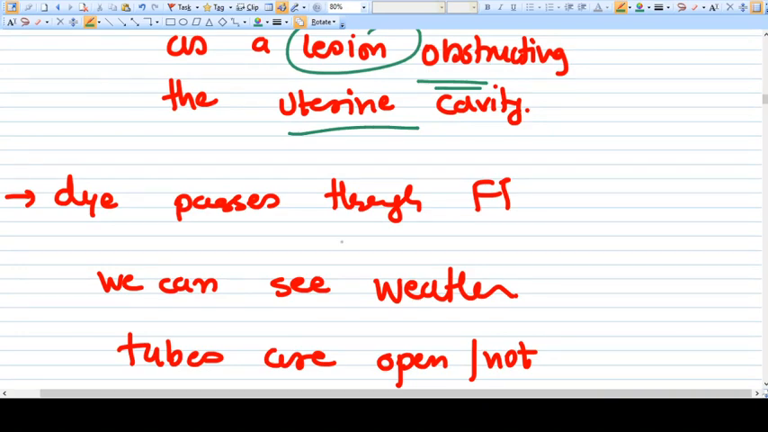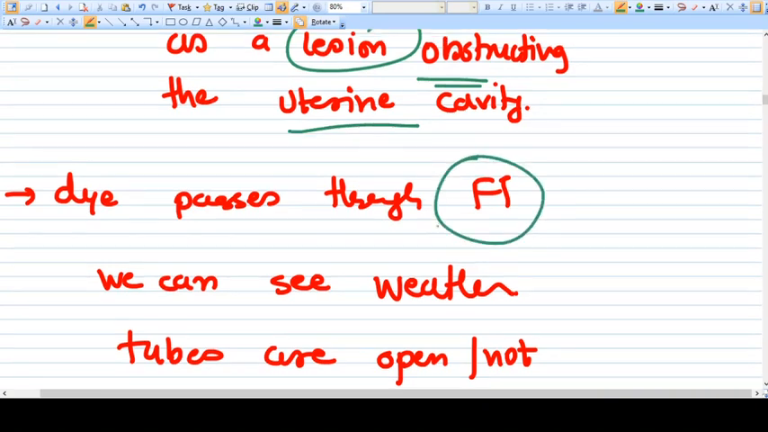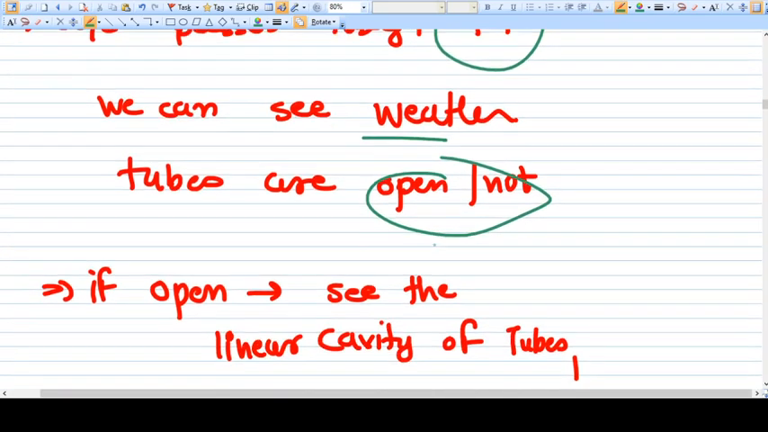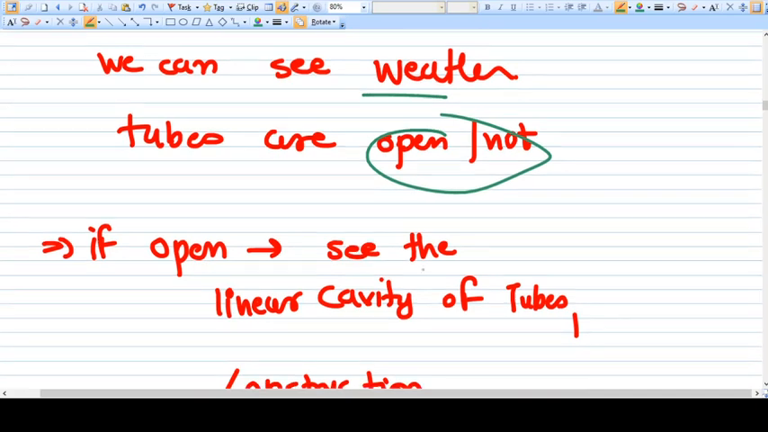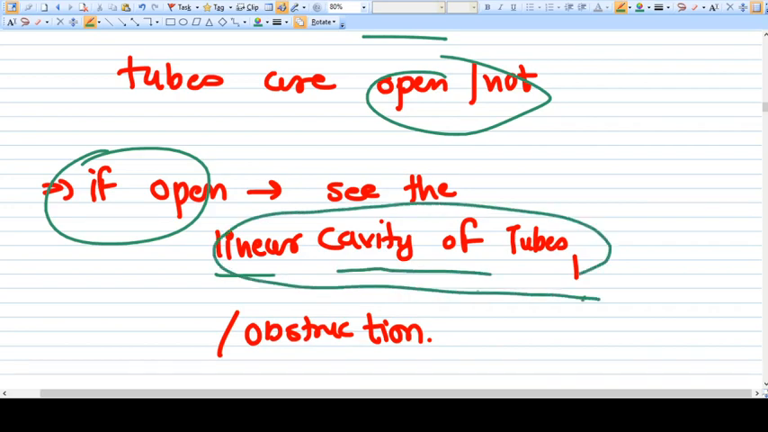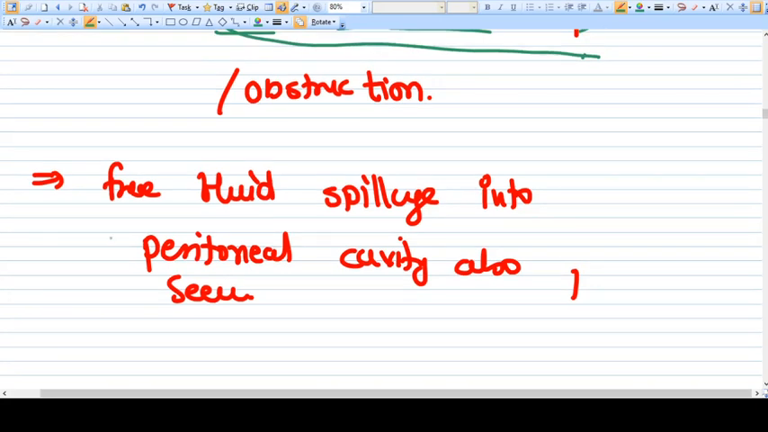The dye passes through the fallopian tube, so we can see whether the tubes are open or not. If they are open, then the dye can pass into the tube. If the tubes are open, then we can see the linear cavity of the tubes also. Free fluid spillage into the peritoneal cavity can also be seen.